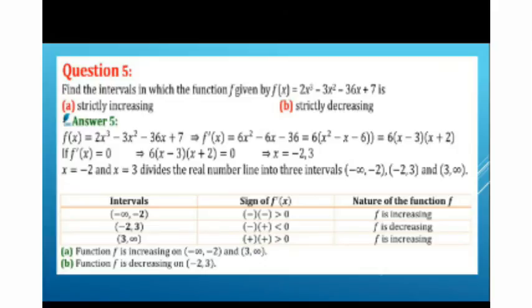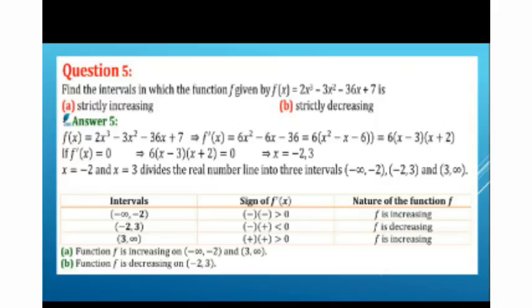Now the next question is question number 5. Students, question number 4 is just similar to that of question number 3. Do try it yourself. Now the question number 5 is, find the intervals in which the function f given by the polynomial 2x cube minus 3x square minus 36x plus 7 is strictly increasing or strictly decreasing. There they have not given you the entire real line. They are asking you to find that interval in which it is strictly increasing or decreasing.